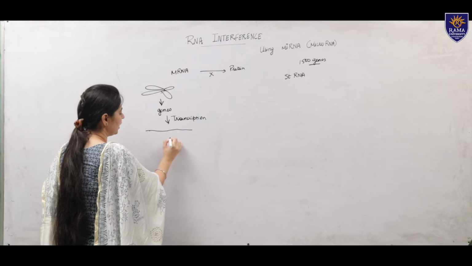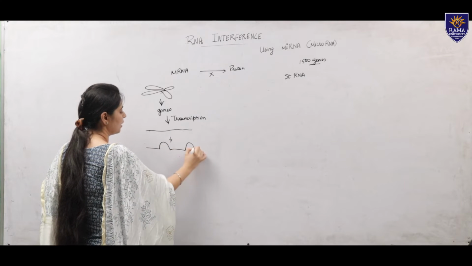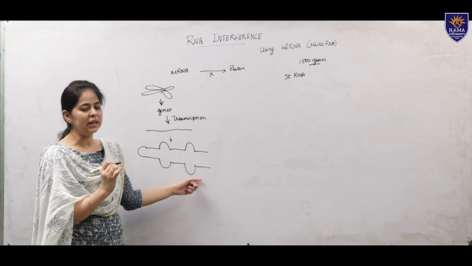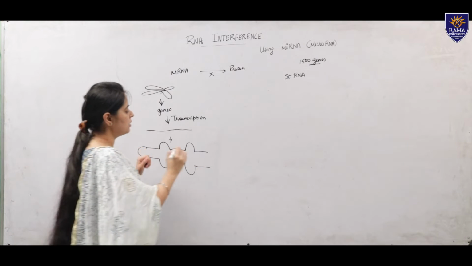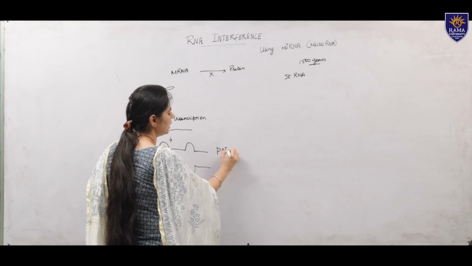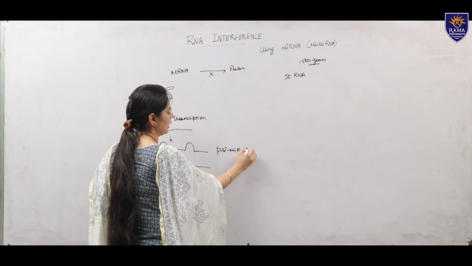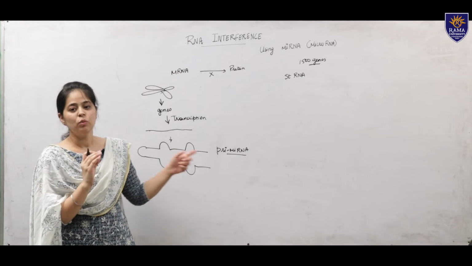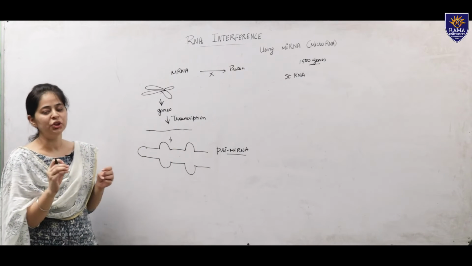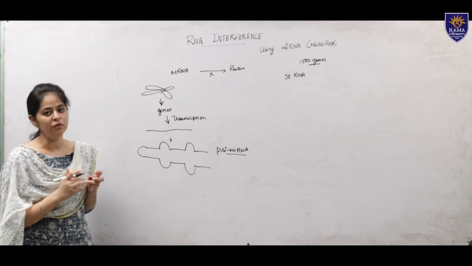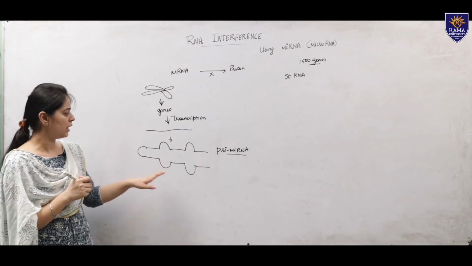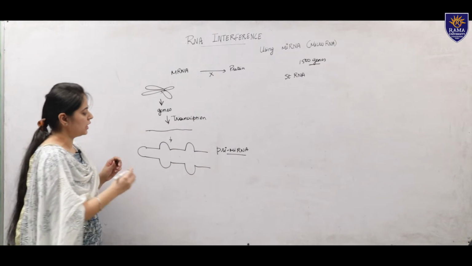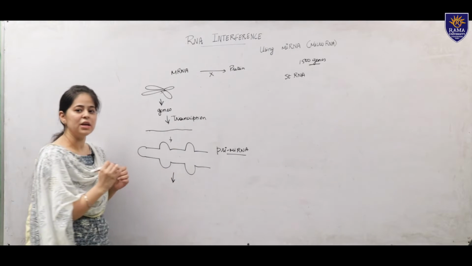It forms an imperfect hairpin loop. This imperfect hairpin loop of the miRNA is also known as preliminary or pri-miRNA. This is not the mature miRNA, this is the preliminary miRNA, which needs to be modified to form a mature miRNA, which is responsible for the silencing of the gene. This miRNA is now required to be modified. This modification is done with the help of various endonucleases.